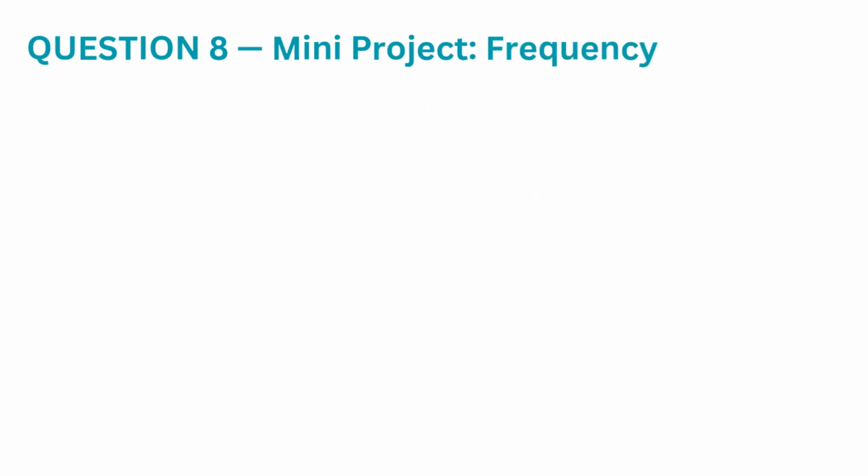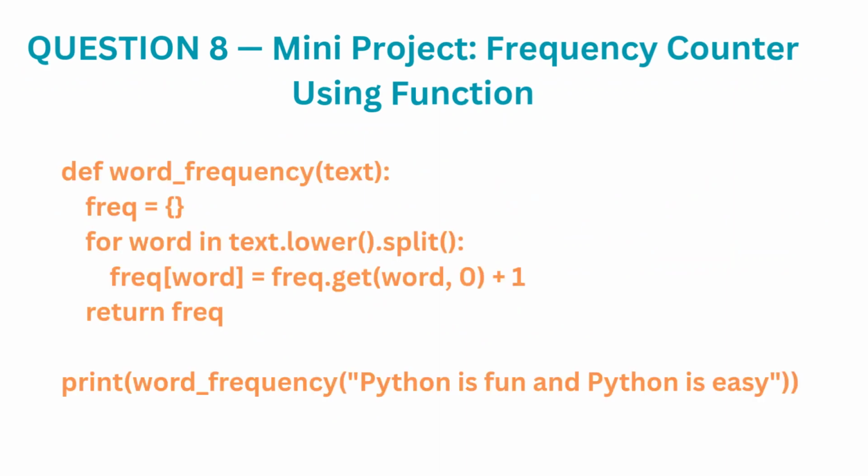And the next question is a many project based question. Frequency counter using function. Here we encapsulate word frequency logic in a function for reusability. So the code is def word frequency of text, frequency for word in text.lower().split(). Frequency of word should be frequency.get(word, 0) plus 1 and that should return the frequency. And lastly we print the word frequency. This handles case insensitive counting.